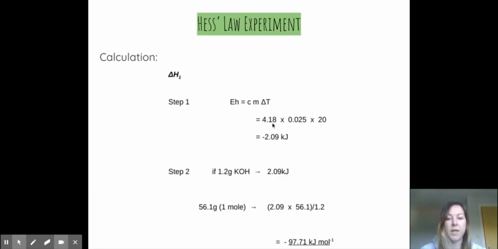So we had 4.18 because we're working with water, 0.025 because we had 25 centimetres cubed, and then 20 degrees C was our temperature change. So that comes out as a value of 2.09 kilojoules with your little negative there because it is an exothermic reaction.